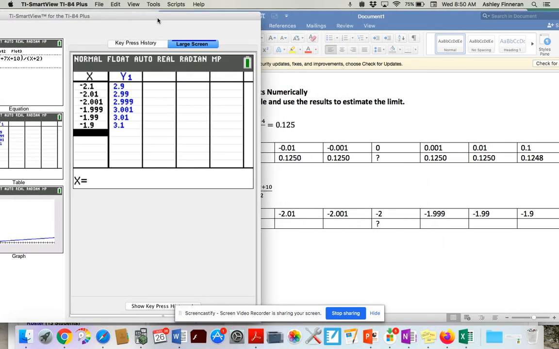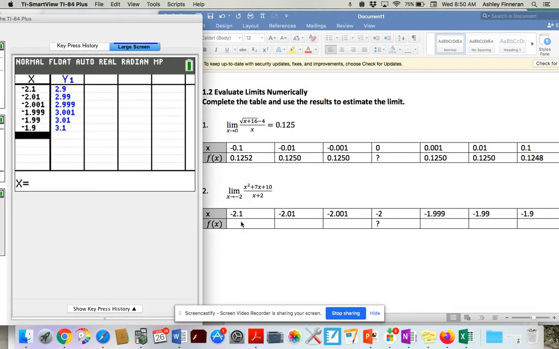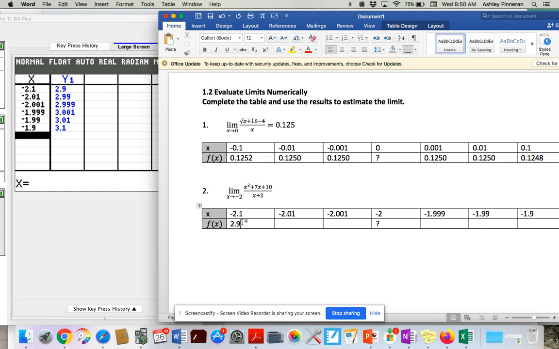So now those numbers are the y values as I'm trying to approximate the limit here. So that gives me 2.9, 2.99, 2.999. You can clearly see that the limit from the left, as I'm getting closer to negative 2, is approaching 3. And then from the right-hand side as well, we have 3.001, 3.01, and 3.1. And as you move from the right side, it's also approaching a y value of 3, meaning our limit as x approaches negative 2 is 3.